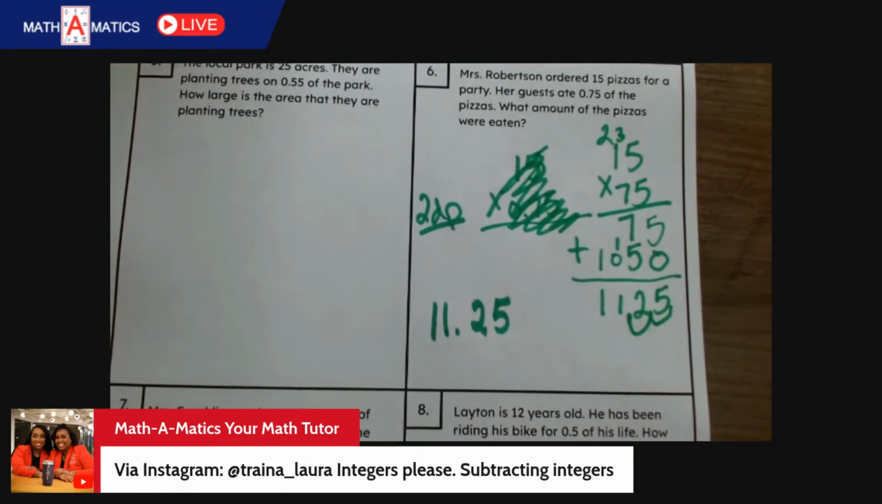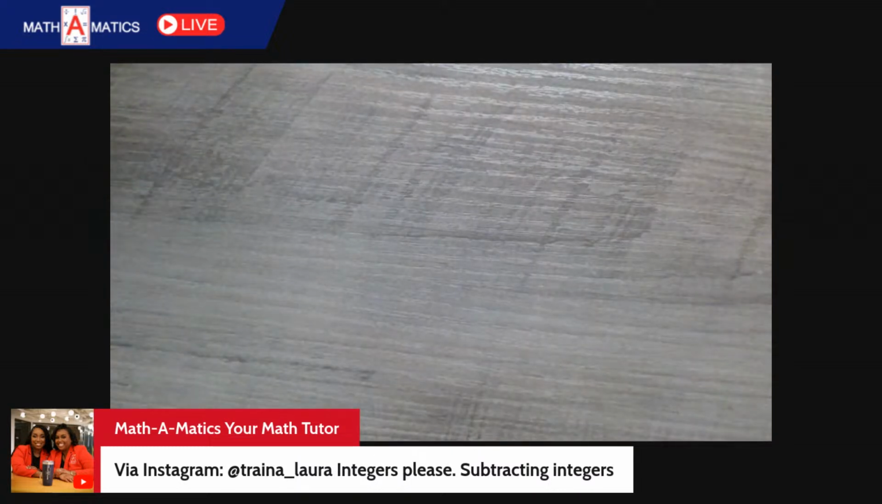Integers, please. Subtracting integers. Okay, that is a fave. Okay, let me think of some numbers on the spot, which, I mean, that's fine. Let me get a fresh sheet of paper out.